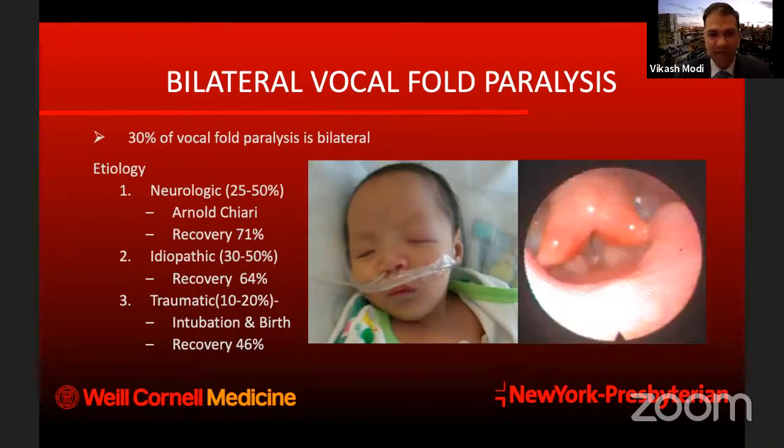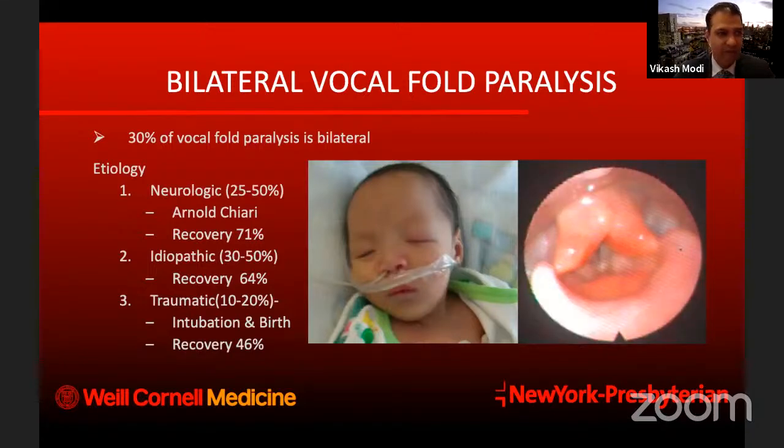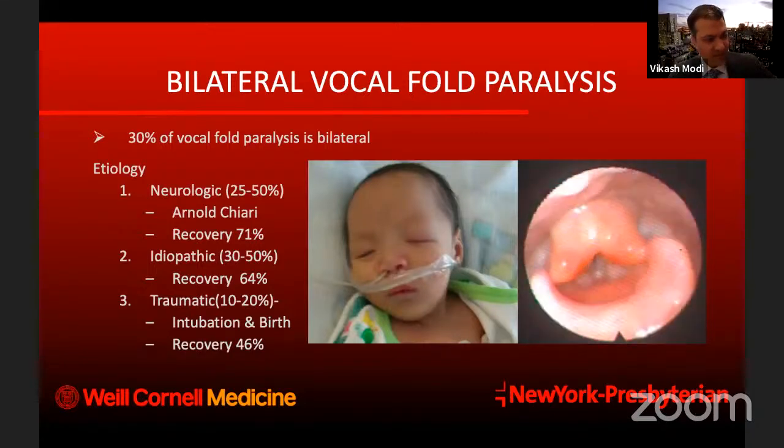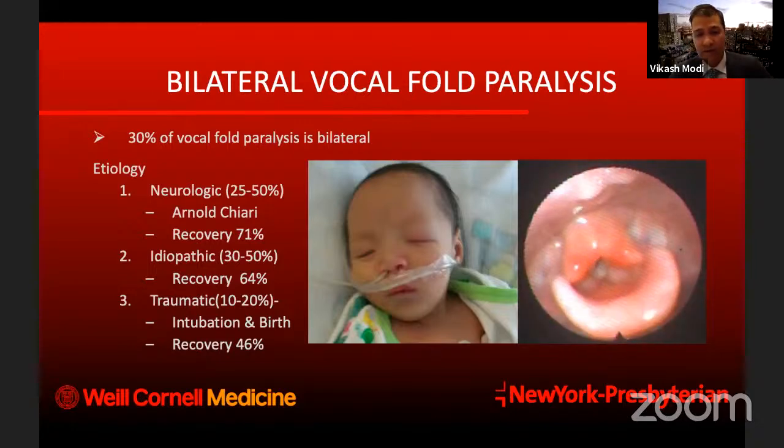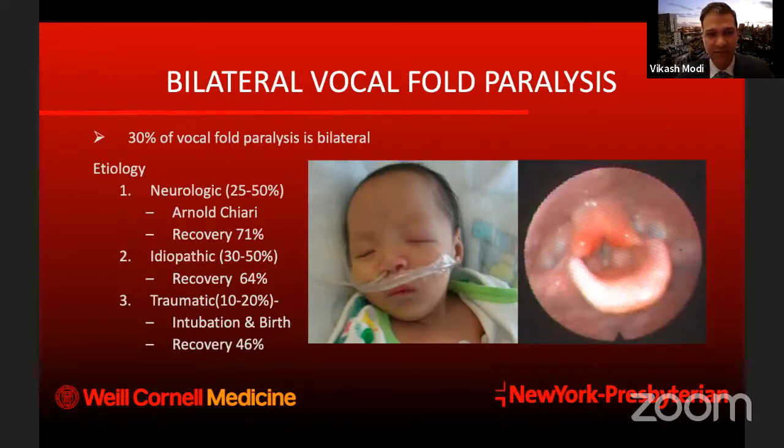The other half will just make it by and they'll eat and feed okay and they'll do great. If a child cannot feed well or cannot breathe well, then I'll put a tracheostomy. I won't do a chordotomy. I don't want to do a destructive lesion in a very young child. I don't even do sutural lateralization because it's really challenging in this age group.